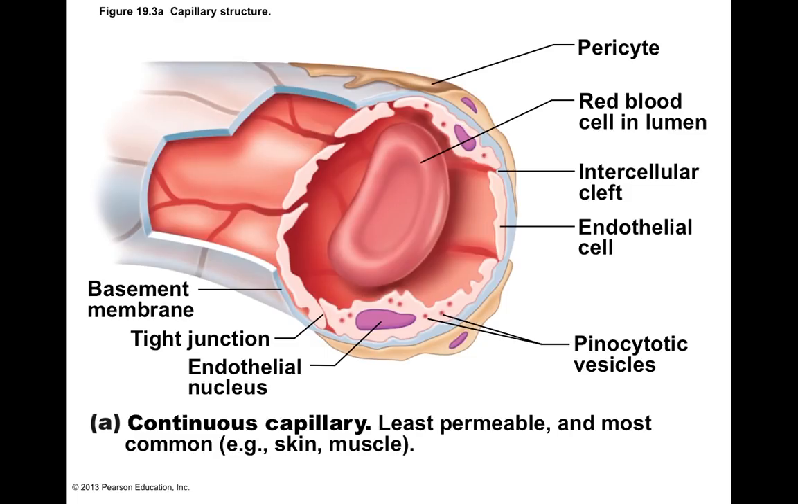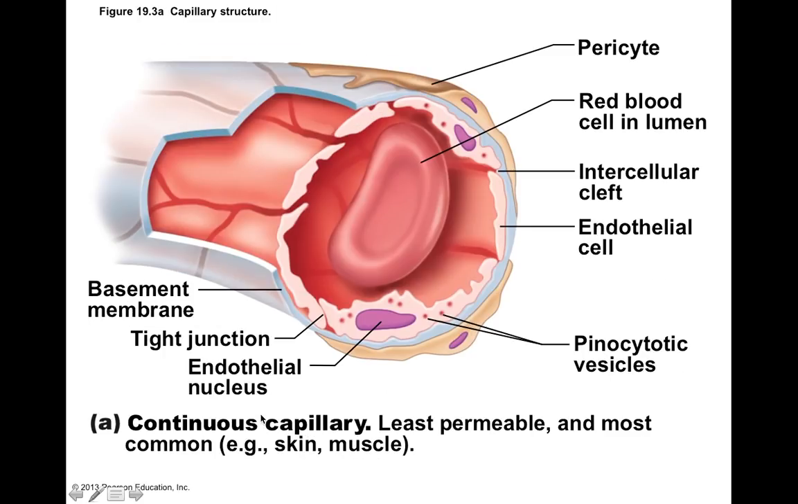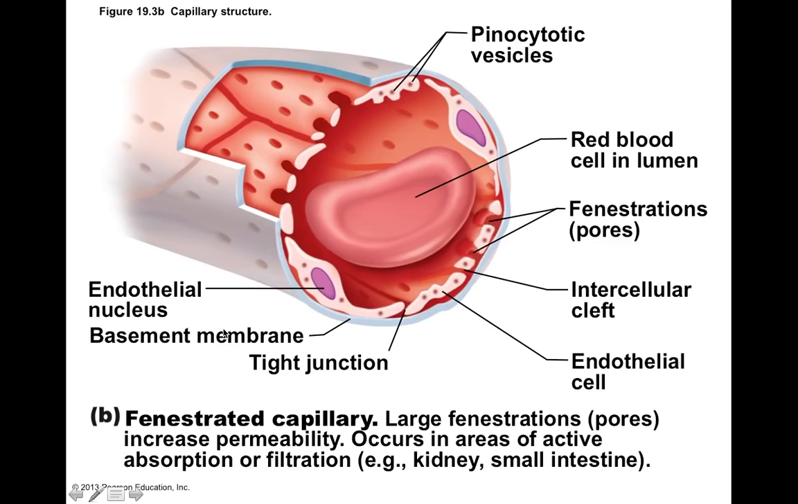So where are these found in the body? You guys remember? The blood-brain barrier, very good, awesome. Also, skin and muscles are really abundant with continuous capillaries. Okay, good. Okay, guys. So what we find then, the next one, are these fenestrated capillaries. So what looks different to you all about the fenestrated capillaries versus the continuous? So here's continuous. Here's fenestration.